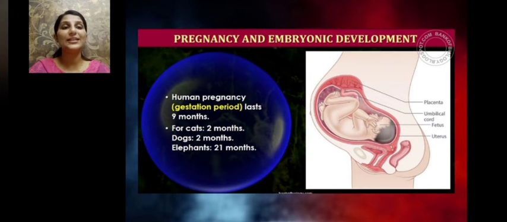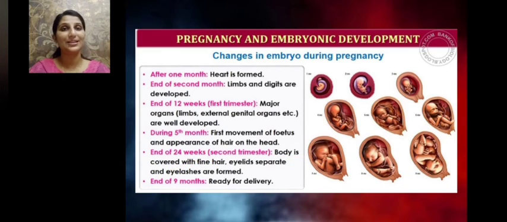Human pregnancy, or the gestation period, lasts for 9 months. The total gestation period is 9 months. For cats, it is 2 months. For dogs, it is 2 months. And for elephants, it is 21 months. But for a human, it is 9 months.